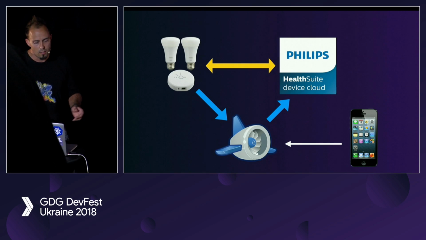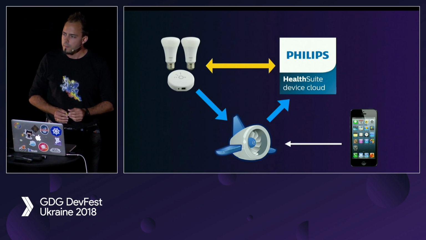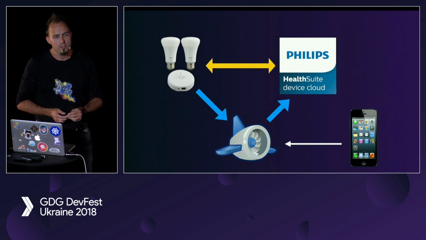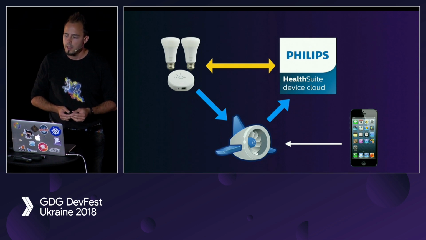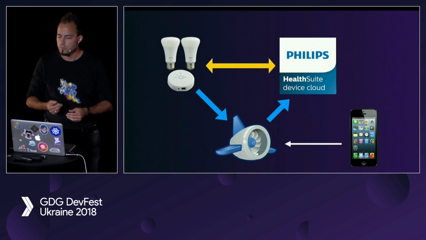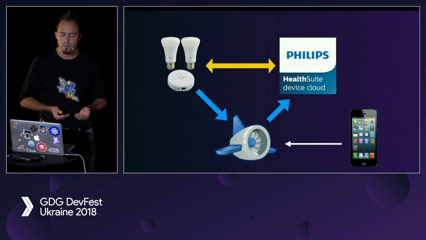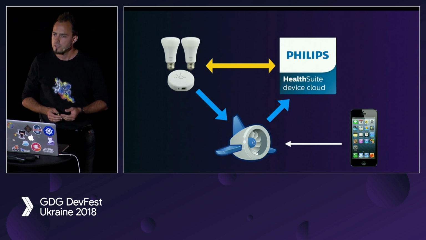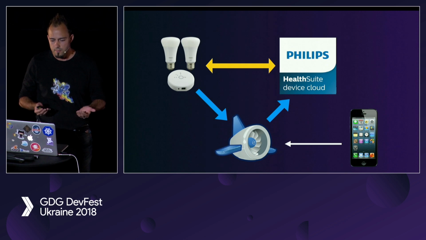So our initial cloud solution looked like this. You could send a command to our AppEngine backend, which would queue it, and AppEngine would then send a notification to the HealthSuite device cloud to wake up your home system, so it could start doing HTTP requests and pick up your commands, and presto, there was light.